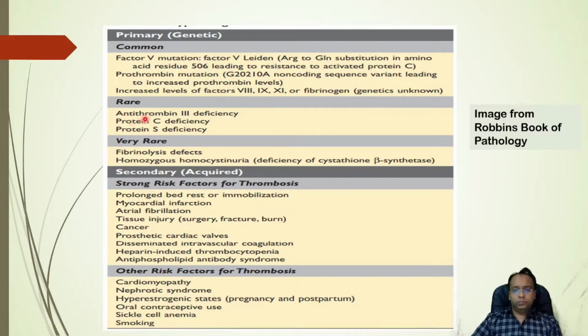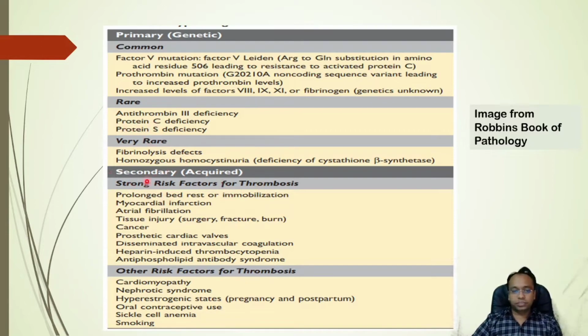Rarely, genetic disorders that can lead to thrombus formation are antithrombin 3 deficiency, protein C and S deficiency, and homozygous homocystinuria, and fibrinolysis defect. All these rarely can lead to thrombus formation. The reason is very clear. If protein C and S is deficient, then factor 5 will not get cleaved, and so thrombus formation can be there. So that was the genetic factor.